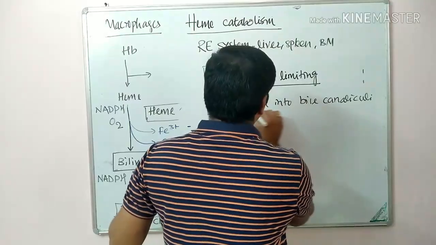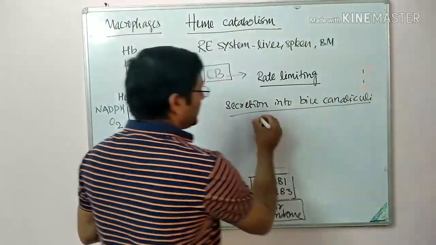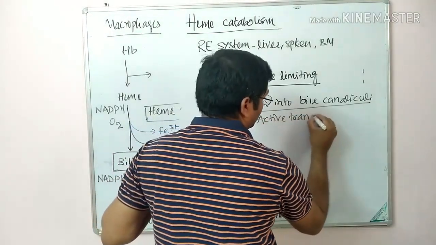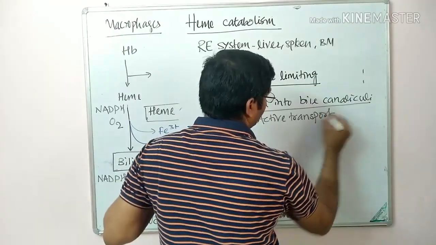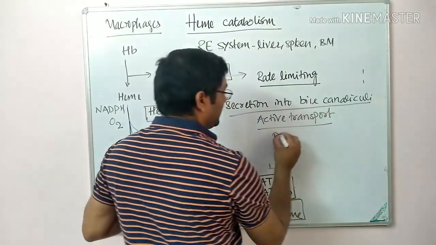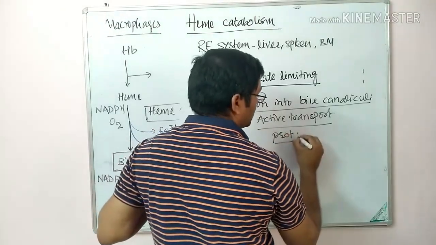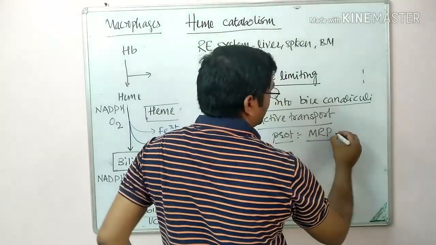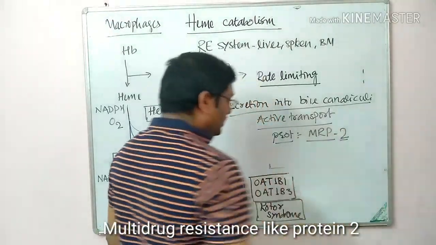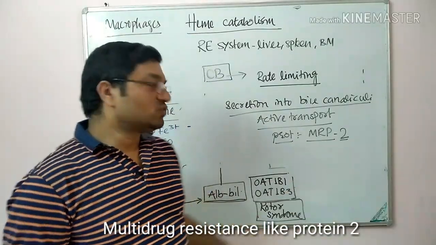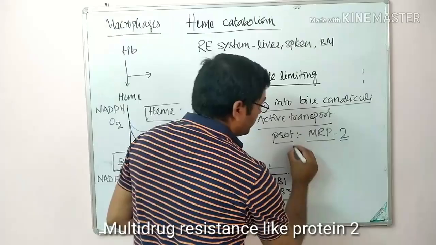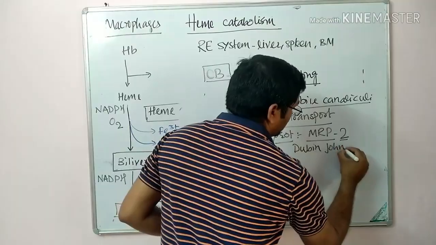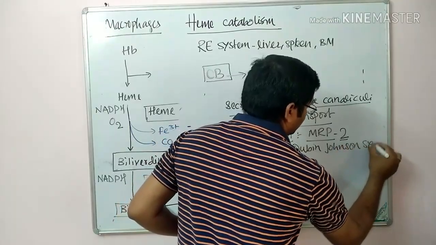The secretion into bile canaliculi is with the help of active transport and with the help of a protein. The name of that protein or transporter is MRP2, that is multi-drug resistance like protein 2, and mutation in this protein leads to the disorder known as Dubin-Johnson syndrome.